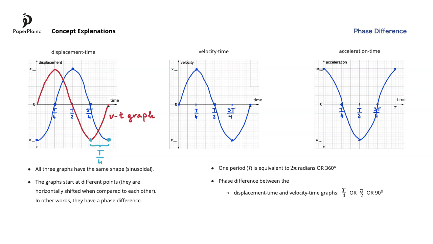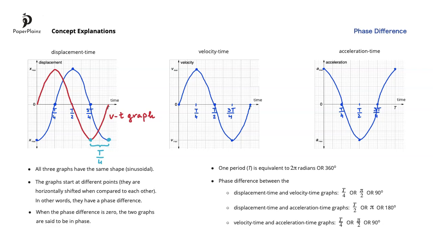Comparing the displacement time and the acceleration time graphs, we can see that the phase difference between them is T over 2 or π or 180 degrees. Finally, the phase difference between the velocity time and the acceleration time graphs is T over 4 or π over 2 or 90 degrees. A final note about terminology is that when the phase difference is 0, the two graphs are said to be in phase.